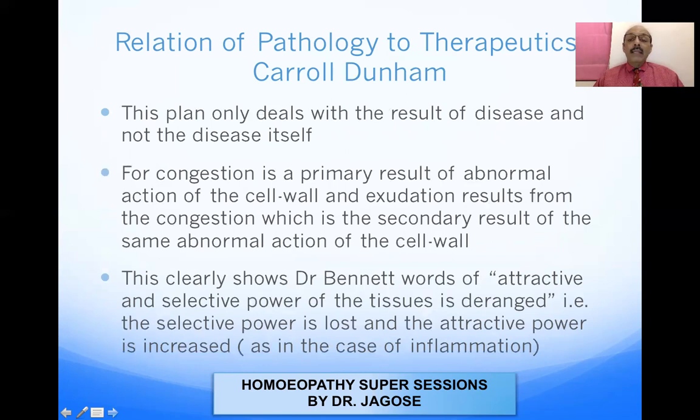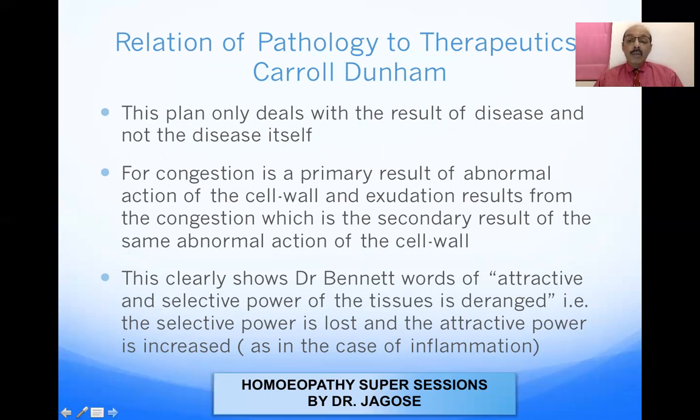This plan only deals with the result of disease and not the disease itself. For congestion is a primary result of abnormal action of the cell wall, and exudation results from the congestion, which is a second result of the same abnormal action of the cell wall. So therefore, he says that the plan only deals with the result of disease and not the disease itself. Why? Because he says that congestion is formed because of an abnormal action of the cell wall, and exudation results, which is secondary to it.